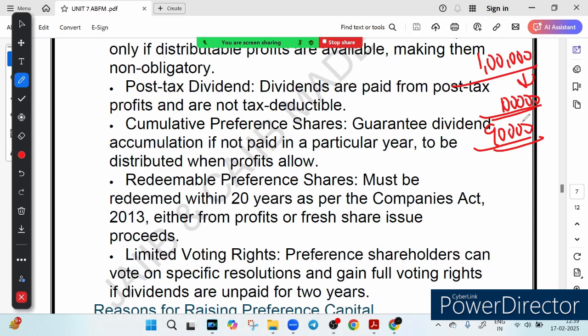So the company ends up paying tax on the full amount of profit, even though it has paid dividend. So this is a problem for the company, because taxable income stays high and there is a high tax burden, right? So I hope this is clear, that the post-tax dividend benefit is also not available to the preference shareholder, right?